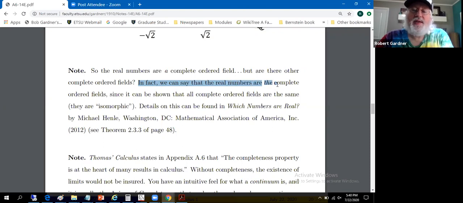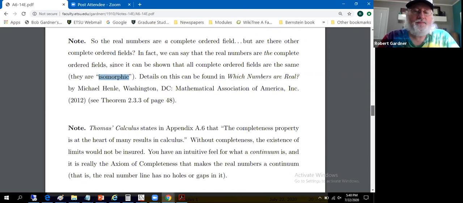The real numbers are the only complete ordered field. So the real numbers are the complete ordered field, not a complete ordered field. So there's this uniqueness among complete ordered fields. All complete ordered fields, the math word is isomorphic: iso, same; morph, shape. They have the same shape. It has a very specific math meaning, but that's what the real numbers are, and there's only one such mathematical structure. So saying complete ordered field classifies the real numbers.